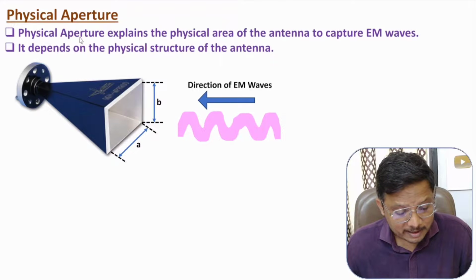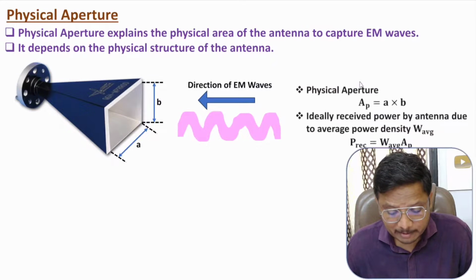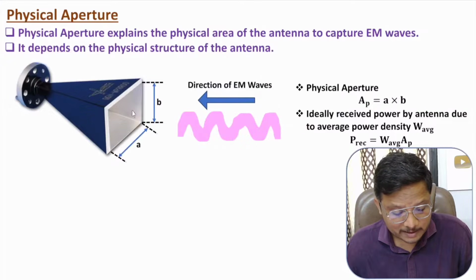So physical aperture explains the physical area of the antenna to capture EM waves. It depends on the physical structure of the antenna. With the horn antenna, you can clearly understand that it is through this opening only that the horn will be receiving EM waves, right? So physical aperture is A into B as per these dimensions, right?